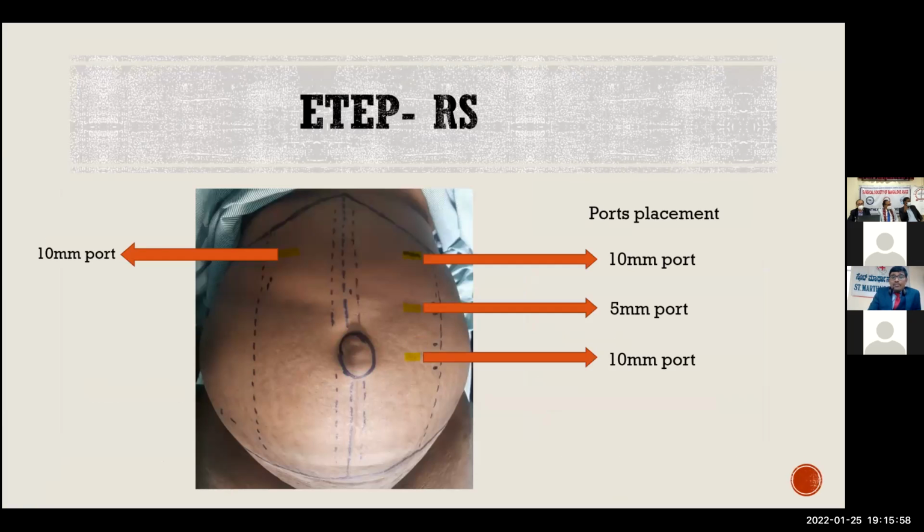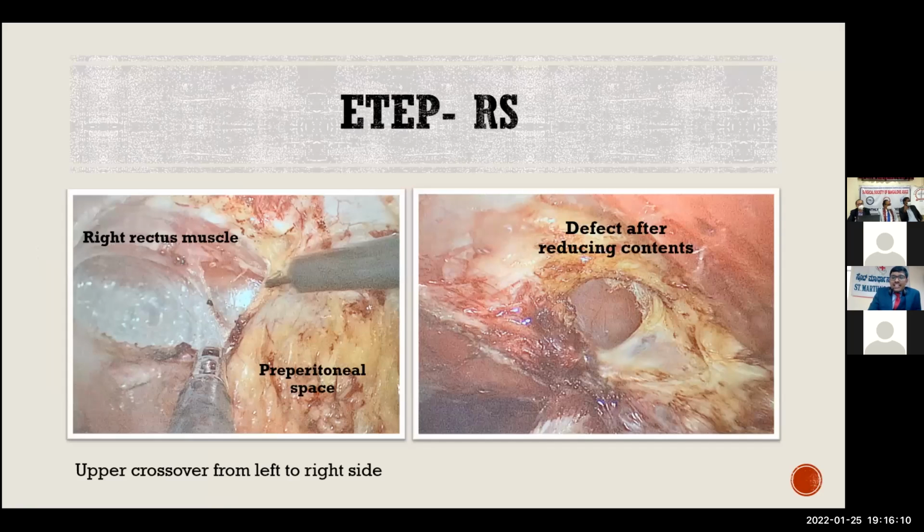After creating an adequate plane in the left side of the retrorectus plane, the most important step, that is the upper crossover from the left to right, takes place. After creating a sufficient plane on either side, the hernia is identified and the contents are reduced into the abdominal cavity, and the hernia defect and the midline are reinforced by sutures in a continuous fashion. After reinforcing the midline, a large mesh, that is 15 by 30 centimeters polypropylene mesh, is placed in the retrorectus plane.